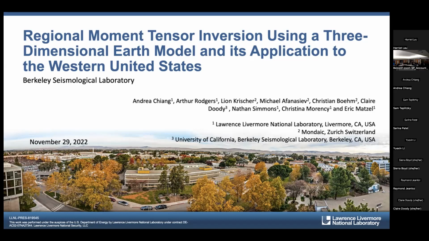led by Artie, who was here, on a project that just ended in September. So we applied the adjoint full waveform tomography model to regional moment tensor inversions, and the main motivation behind that project is to see what it does. Does it help us improve monitoring and characterizing seismic sources? That's one of the main themes of the laboratory that we're interested in.